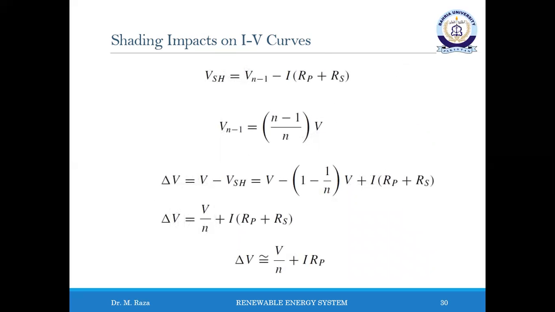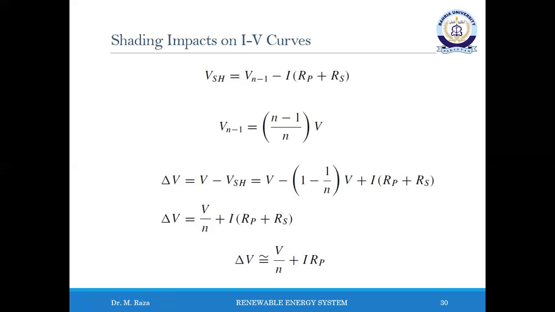Consider the case when the bottom n-1 cells still have full sun and still somehow carry their original current I. So they will still produce their original voltage, which is V n-1, this one. This means that the output voltage of the entire module, V SH, this one, with one cell shaded will drop to V n-1 minus the current that is flowing times R P plus R S. So this is the voltage drop within the shaded cell.